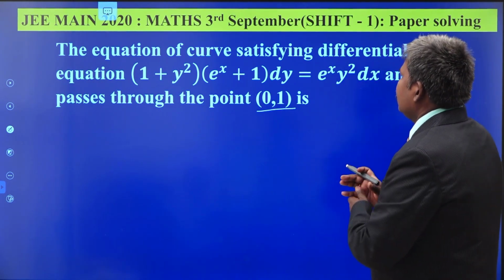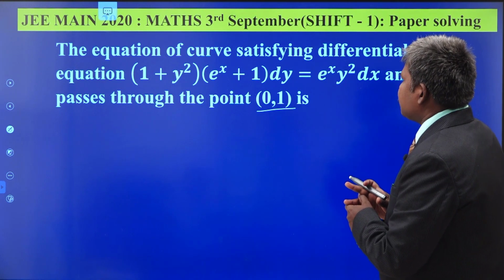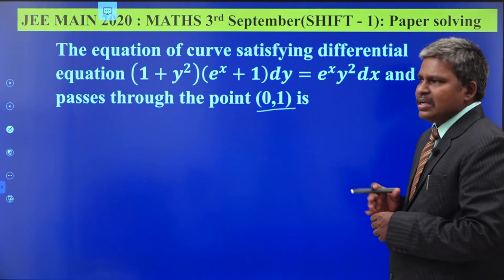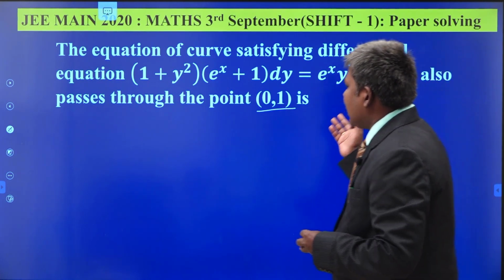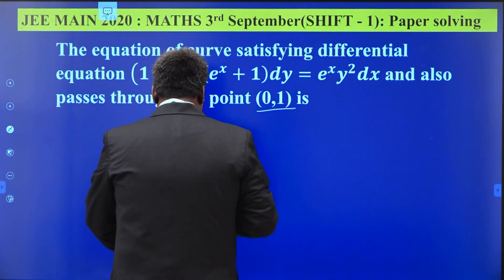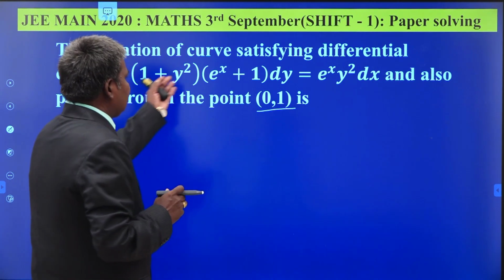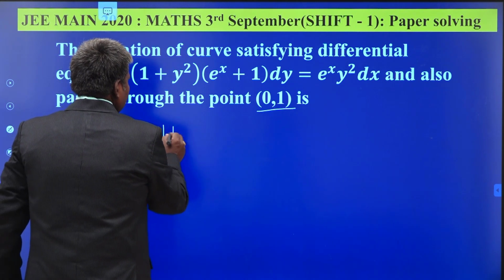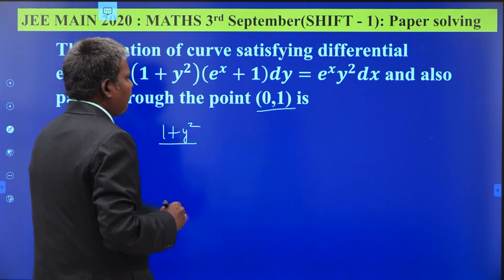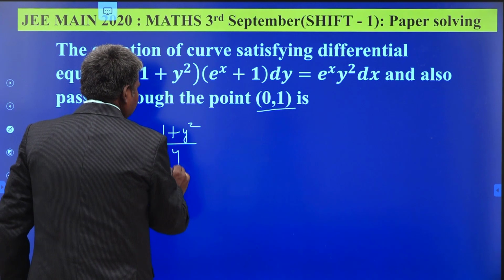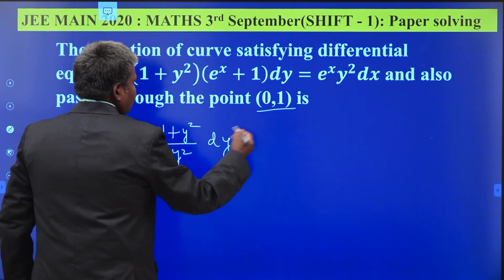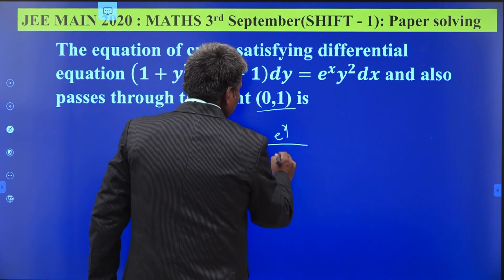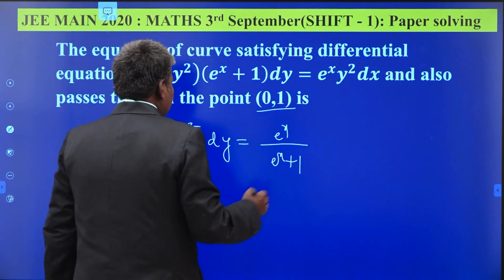First of all, you have to check whether it is possible to separate the variables or not, or whether it becomes a linear, exact, homogeneous or non-homogeneous differential equation. You have to choose in this manner. I think it is very easy to separate the variables. Okay, (1 plus y square) by y square dy is equal to e power x by (e power x plus 1) dx.